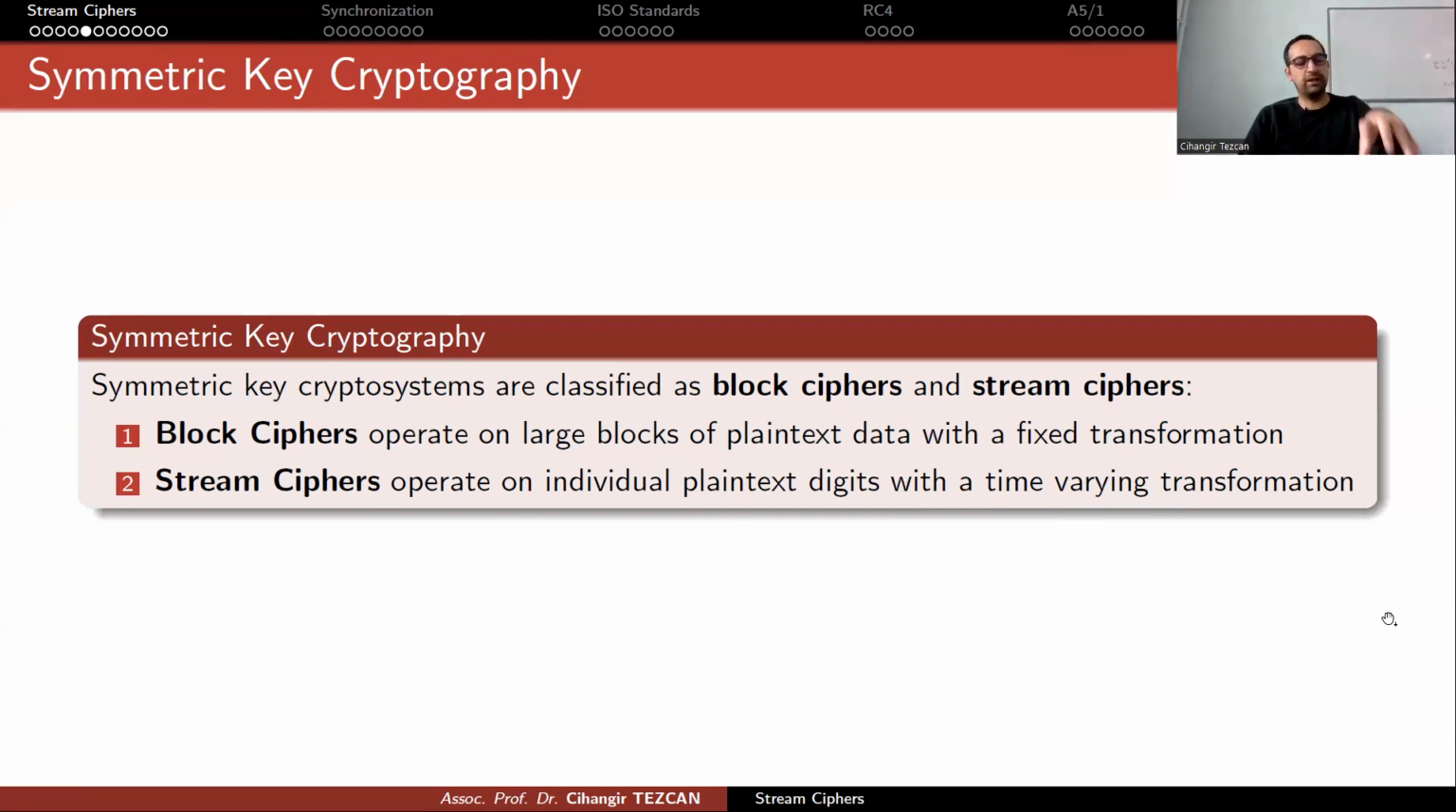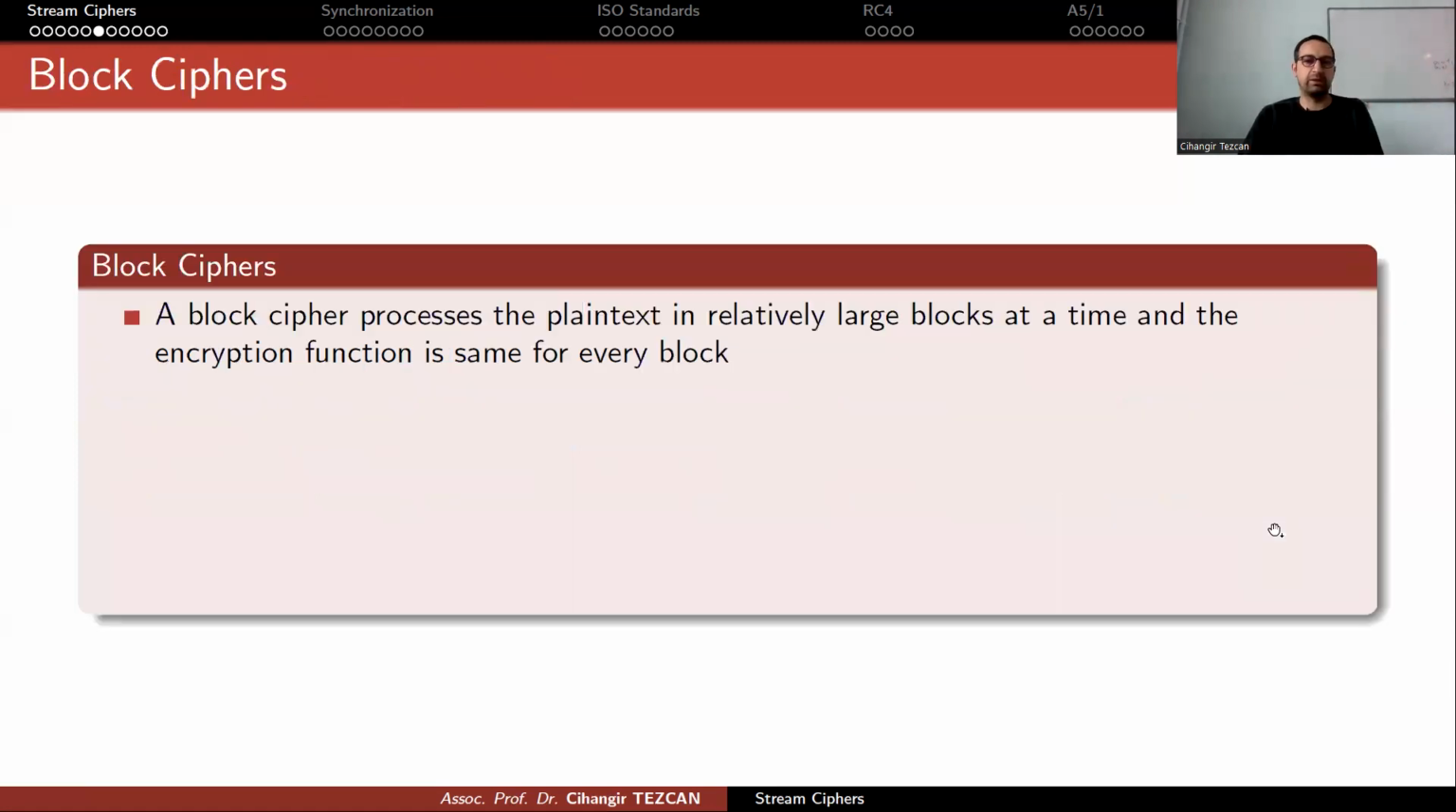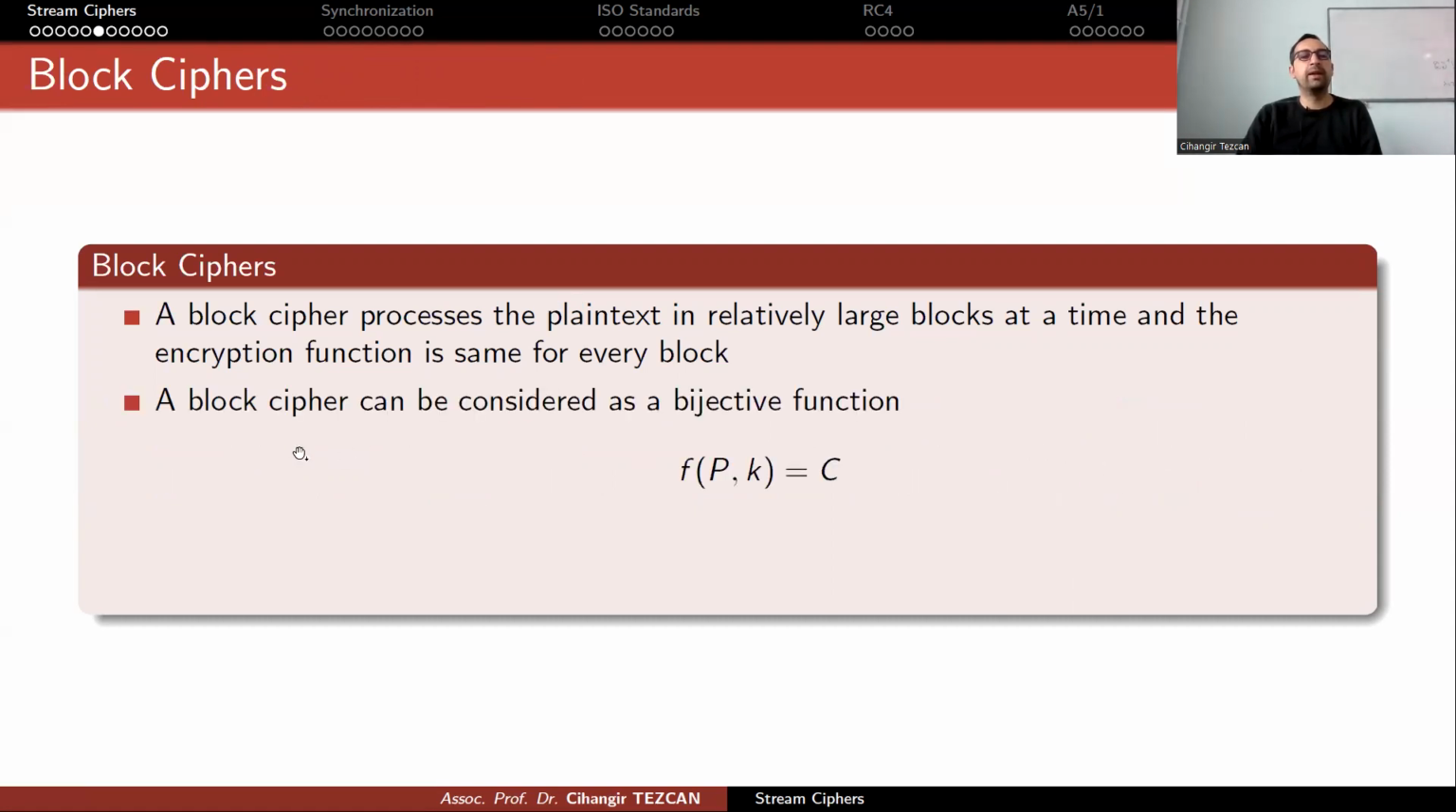Okay, because they have kind of a memory, a register, an internal state, and that changes depending on time. So encrypting the same plain text would not give you the same ciphertext once you change the time, and so on. Okay, so let me make it even more clear. A block cipher processes the plain text in relatively large blocks at a time, and the encryption function is the same for every block. A block cipher can be considered as a bijective function, which takes the plain text and the secret key and produces the ciphertext.